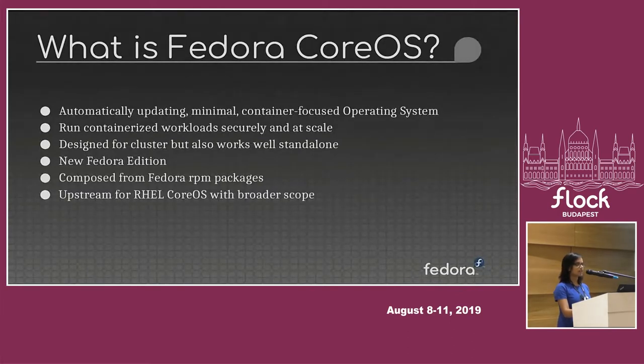Also, it's a new Fedora edition, so everything underlying is RPM. It comes from the Fedora RPMs, which are all signed, and everything is from a trusted place. We are not using anything additional here. It is also upstream for RHEL CoreOS, but with a broader scope, because RHEL CoreOS is mostly in OpenShift right now, while Fedora CoreOS can be run standalone or for other use cases.